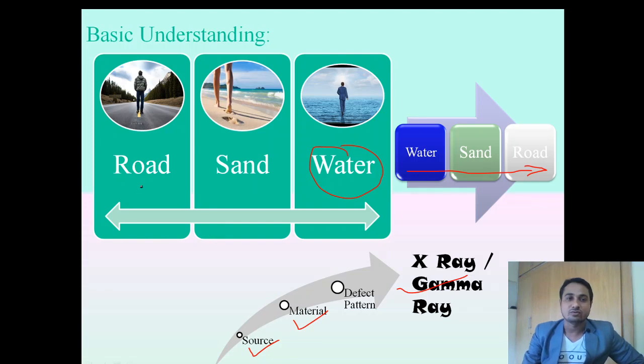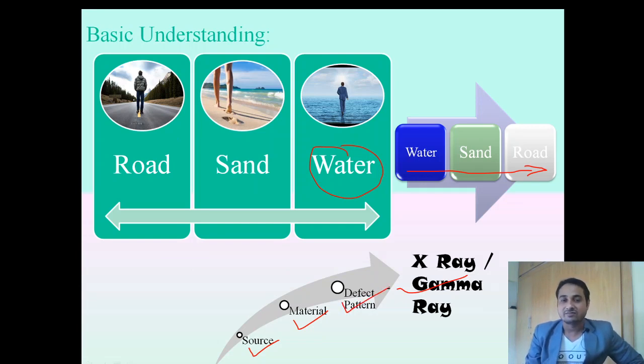Like here, road, sand, and river. A similar thing here is material. If gamma ray is traveling through different materials, the velocity of the gamma ray, or X-ray, will be different. In some materials it will travel fast, in some materials it will travel slow. And third is the defect pattern.